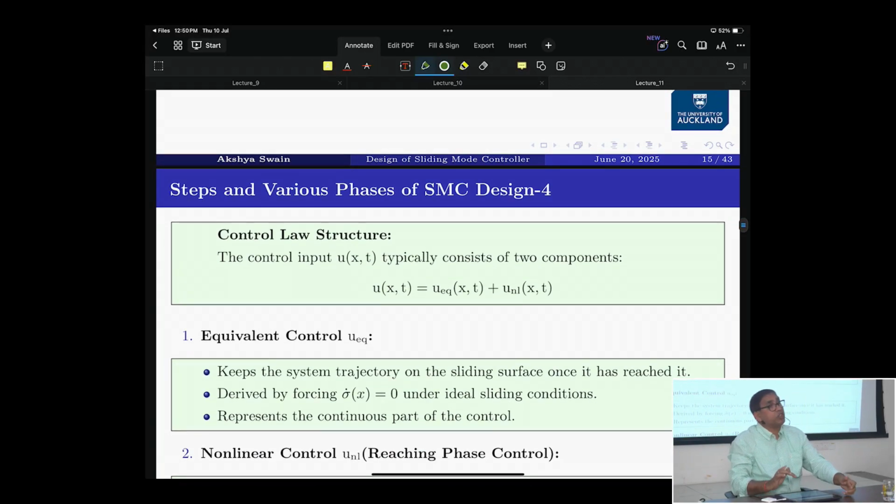The sliding mode controller is a subset of the variable structure controller. Because I am coming to that point, variable structure controller. A sliding mode controller is also a variable structure controller, but a variable structure controller is not necessarily a sliding mode controller. The structure of the controller is variable. I'll explain what that is.